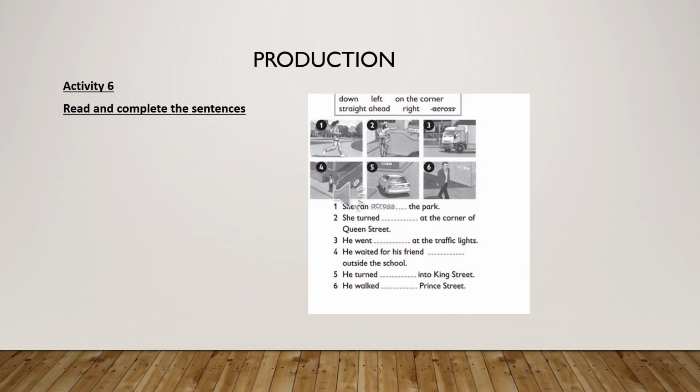For the production, students had to practice the topic during the class and now are going to develop a production. They have to read and complete the sentences. According to the pictures, they have to write what the people did. For example, the first one says she ran across the park. So the students have to complete the rest of the sentences.